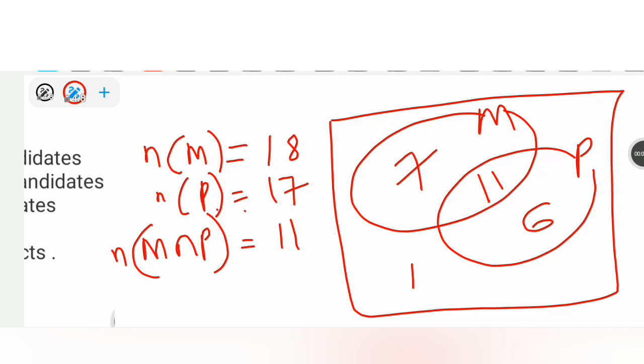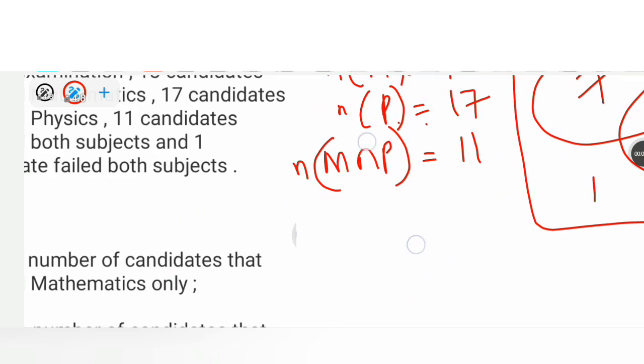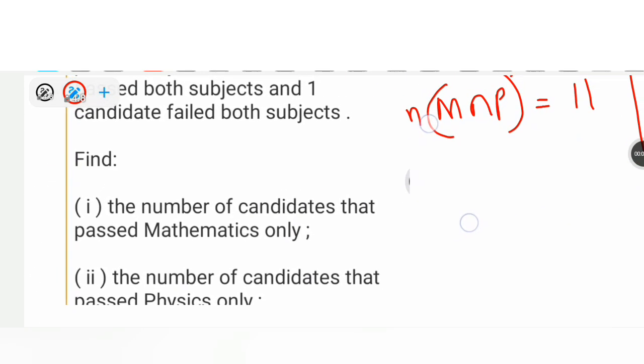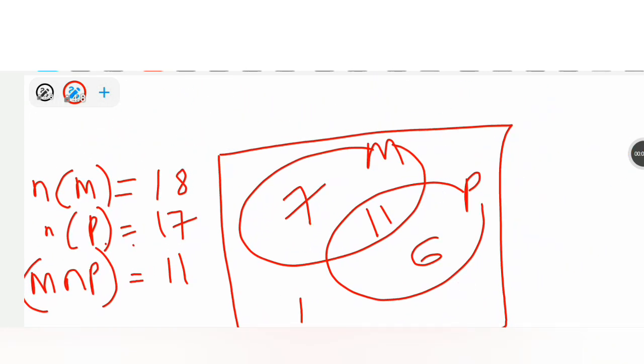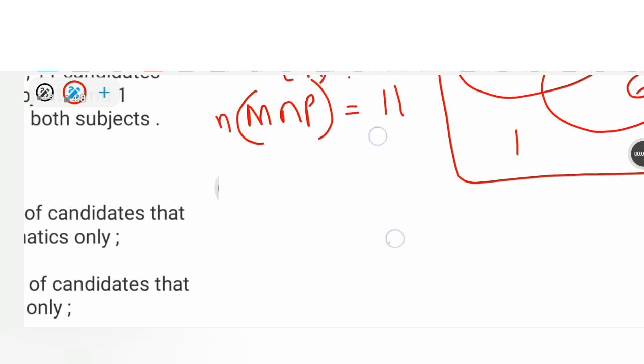Okay, so this is the question placed in Venn diagram form. So you can use this diagram to answer the questions. So let's check. We are told the number of candidates that pass mathematics only. So what we are looking for is just this part here. People that pass mathematics only. So the answer is 7. So just write 7 here.